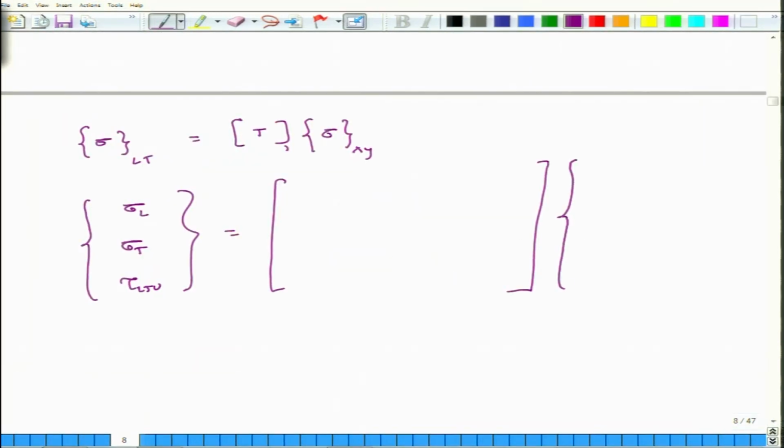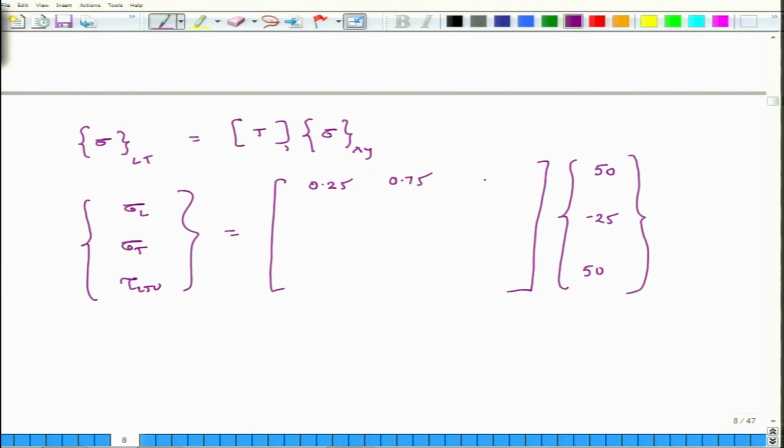So, here I have sigma x and y. Sigma x is 50 MPa, sigma y is compressive, so it is minus 25, and the shear stress is positive, so it is 50. Okay. And what are the values of these transformation matrices? The first one is cos square theta, so that is 0.25 because cosine theta is half. Second one is sin square theta, so that is 0.75 because root 3 by 2, the whole thing is squared, it comes to 0.75.